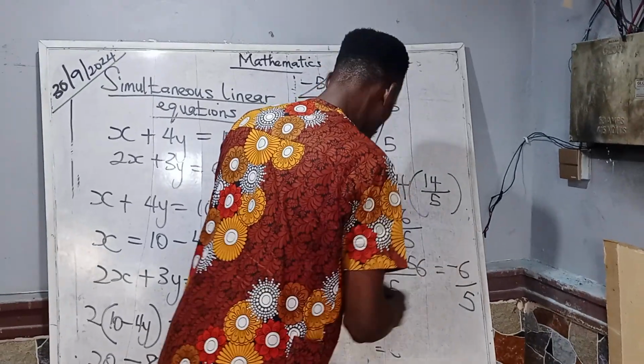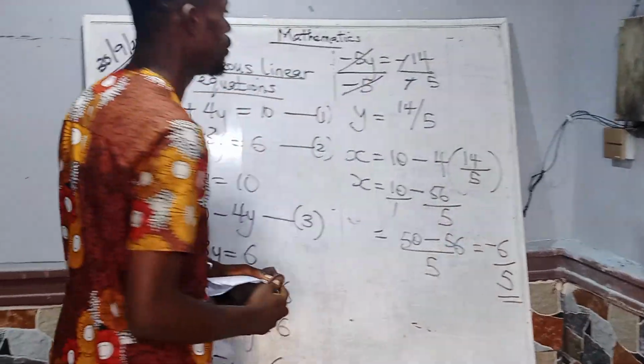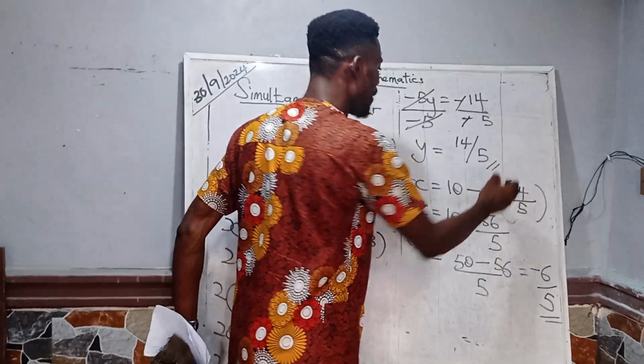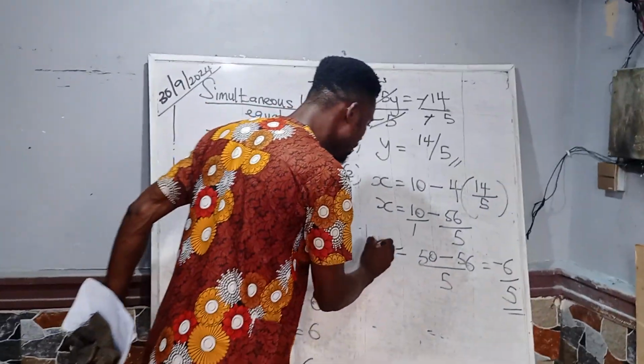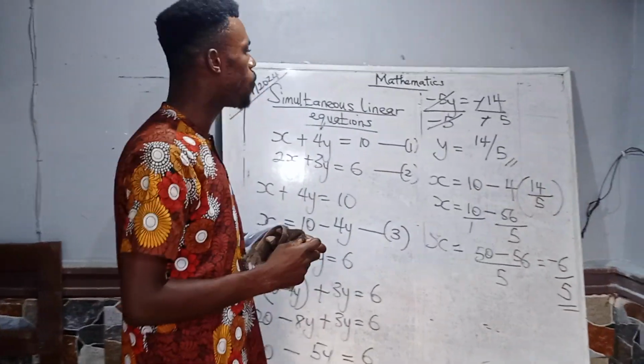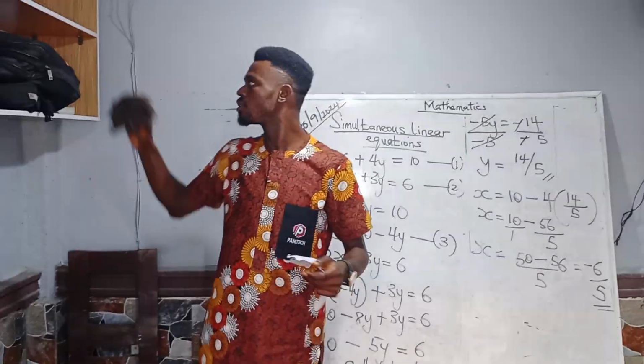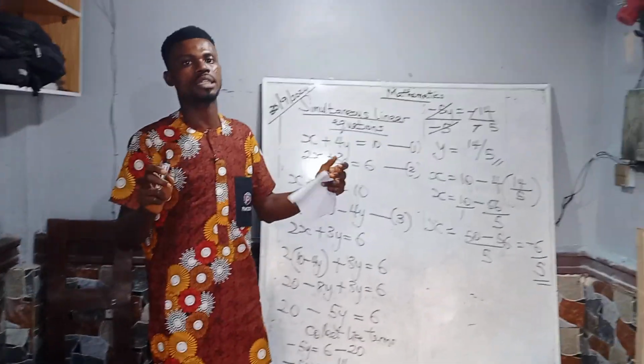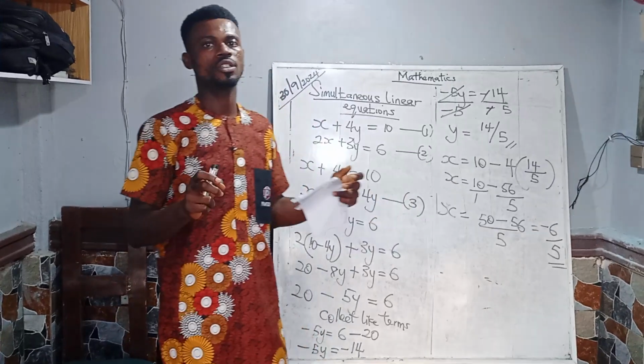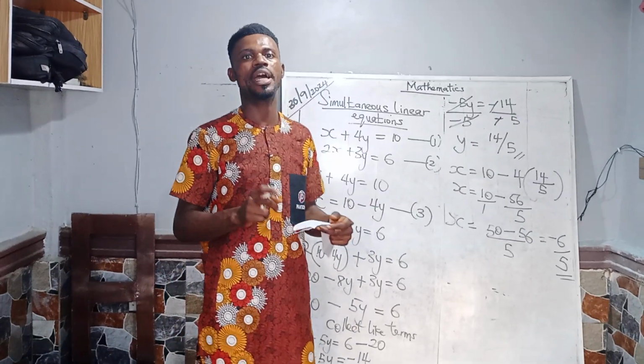So I have my value for x and I have my value for y. The value of y is 14 over 5. The value of x is minus 6 over 5. Now this brings us to the end of today's class. I believe you have learned something on simultaneous linear equations.